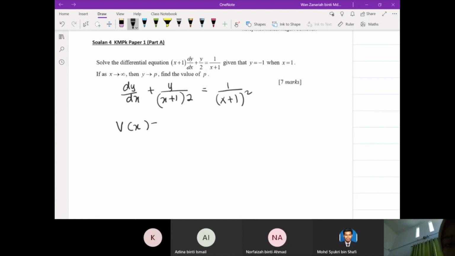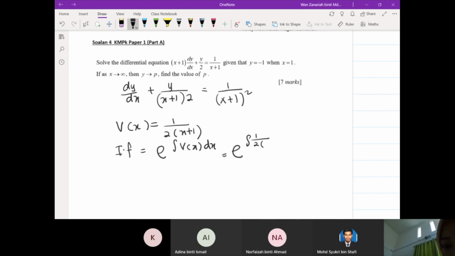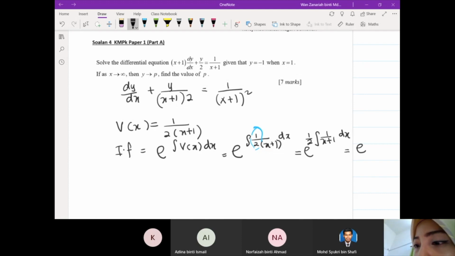Okay, alright, so the P(x) here, we continue. P(x) is 1 over 2x plus 1. So the integrating factor formula, okay, e to the integral of P(x) dx. So e to the integral of 1 over 2x plus 1 dx. Okay, so here untuk memudahkan 1 over 2 ni kita bawa keluar. So we are actually integrating e to the 1 over 2 kat luar, integrate 1 over x plus 1 dx. Okay, so we will get e to the 1 over 2 ln x plus 1.